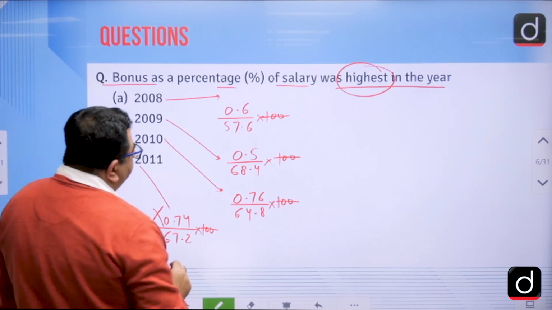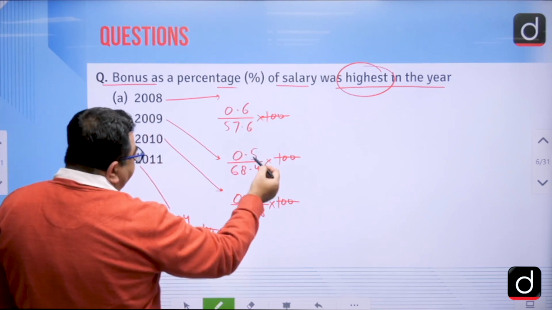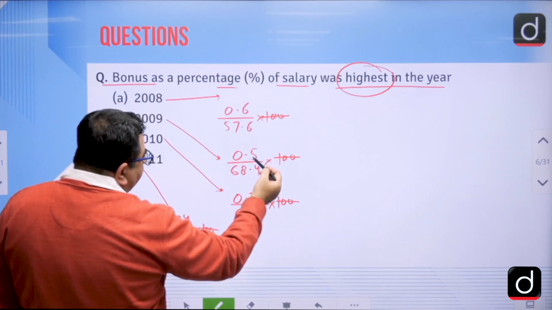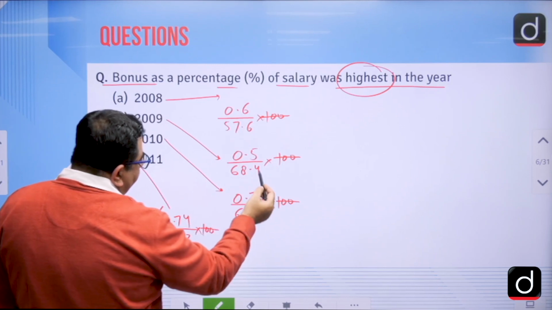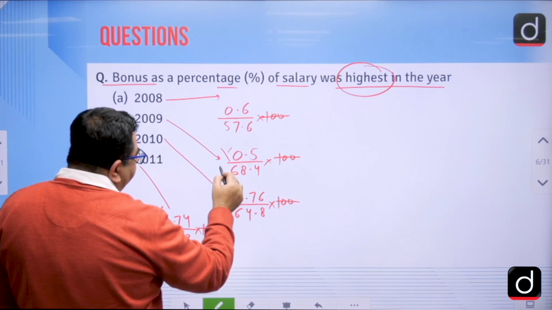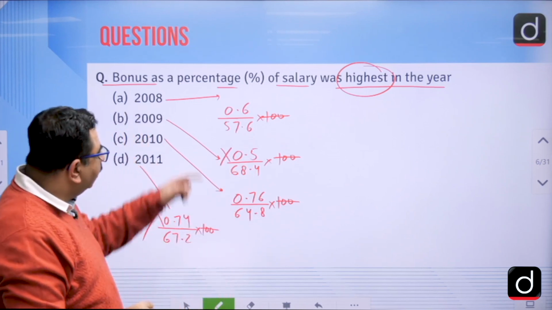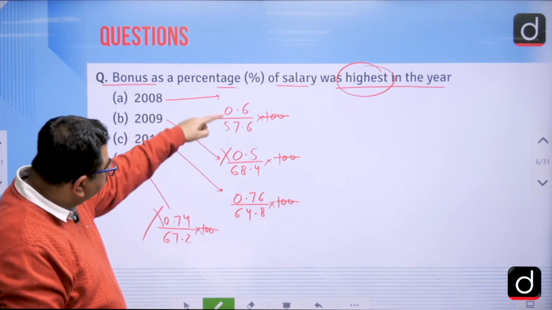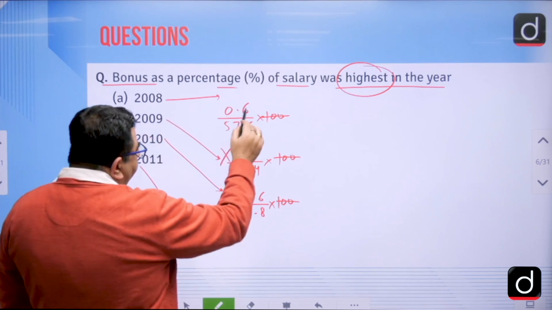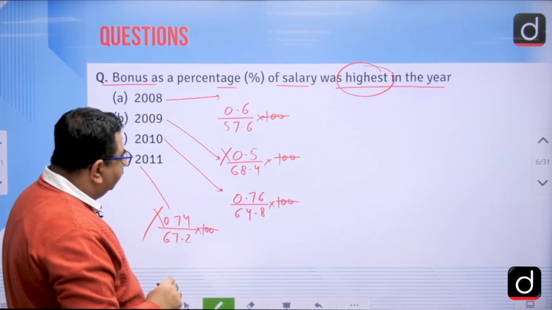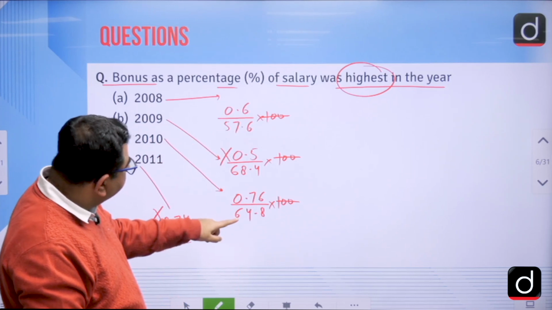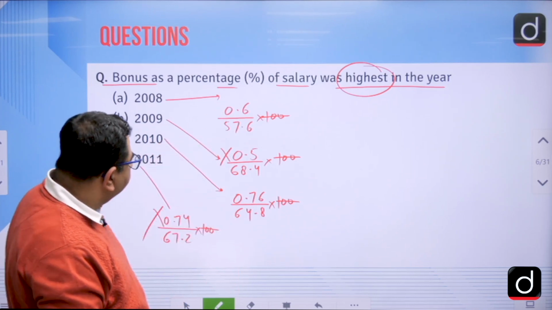Okay, now if you see 0.6 and 0.5, again we can see 0.5 is less than 0.6 and the denominator is more, right? So this number also cannot be my answer, because out of these two, this one has to be higher, right? Now we need to compare 0.6 and 0.76 after that. Now here the numerator is more, the denominator is also more. So let's check these two.